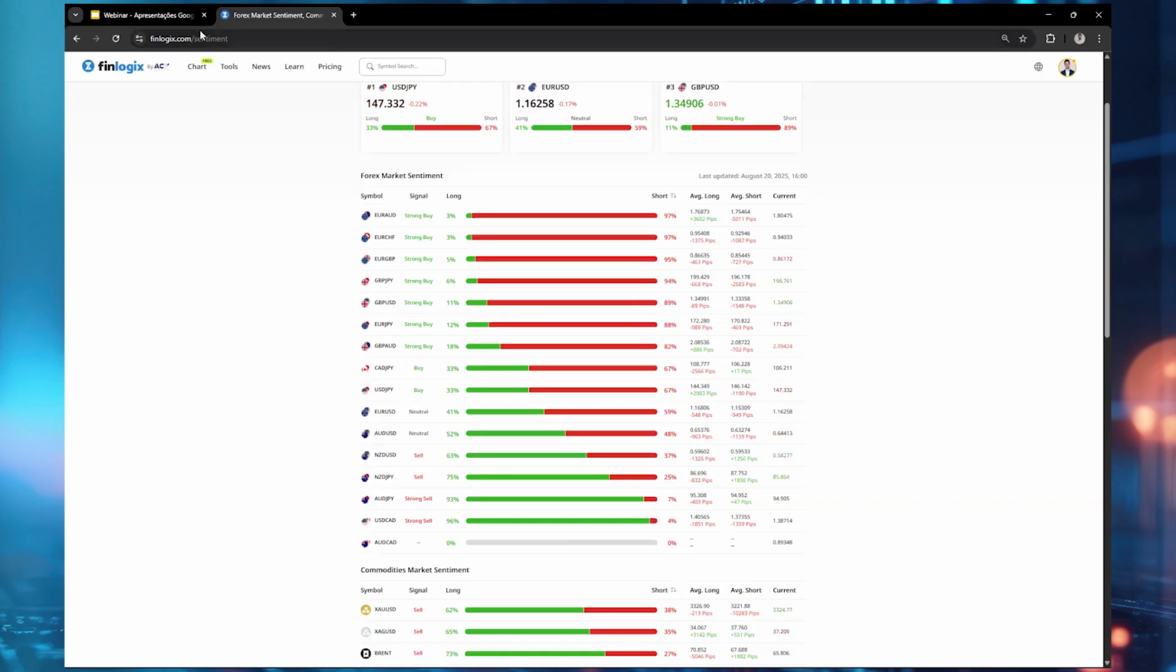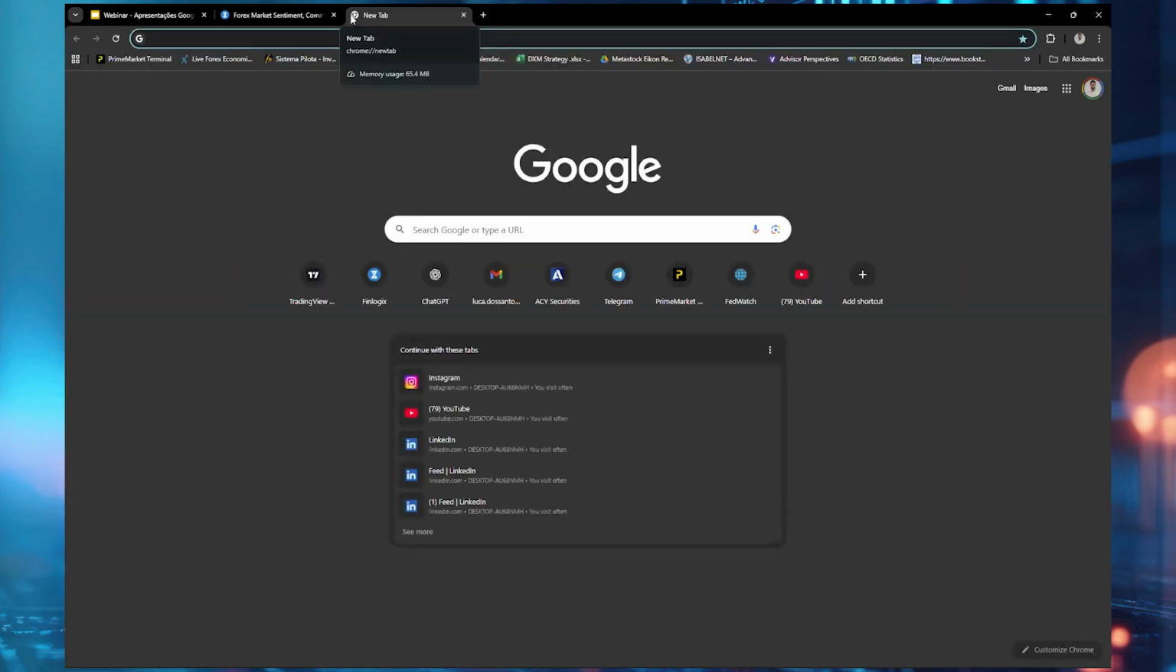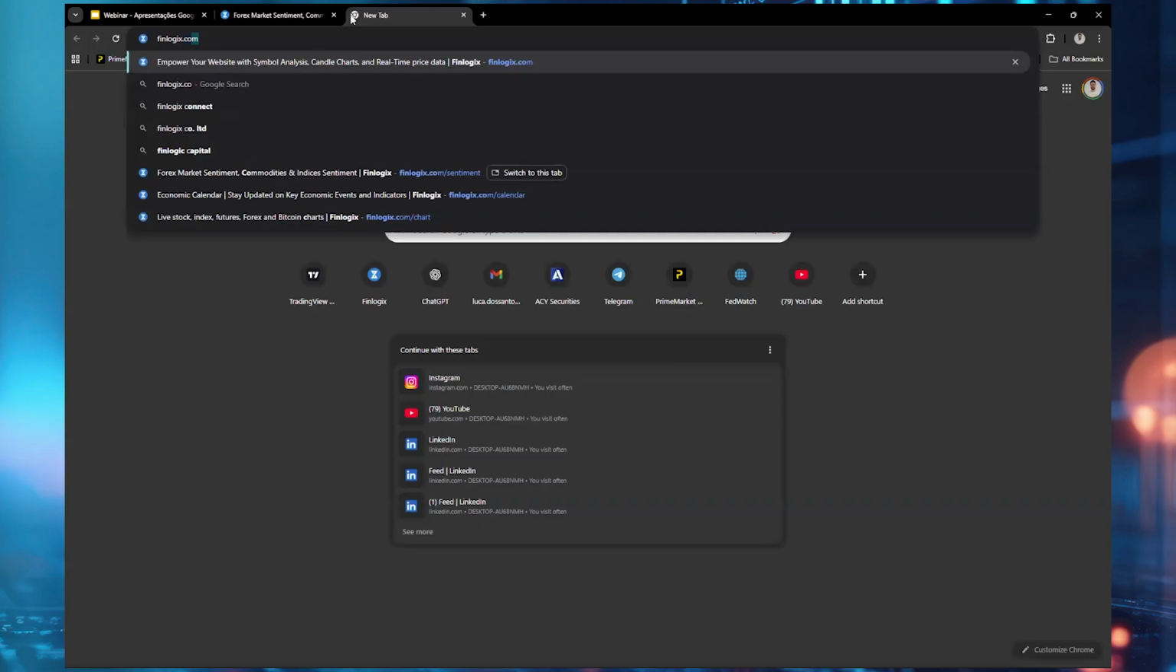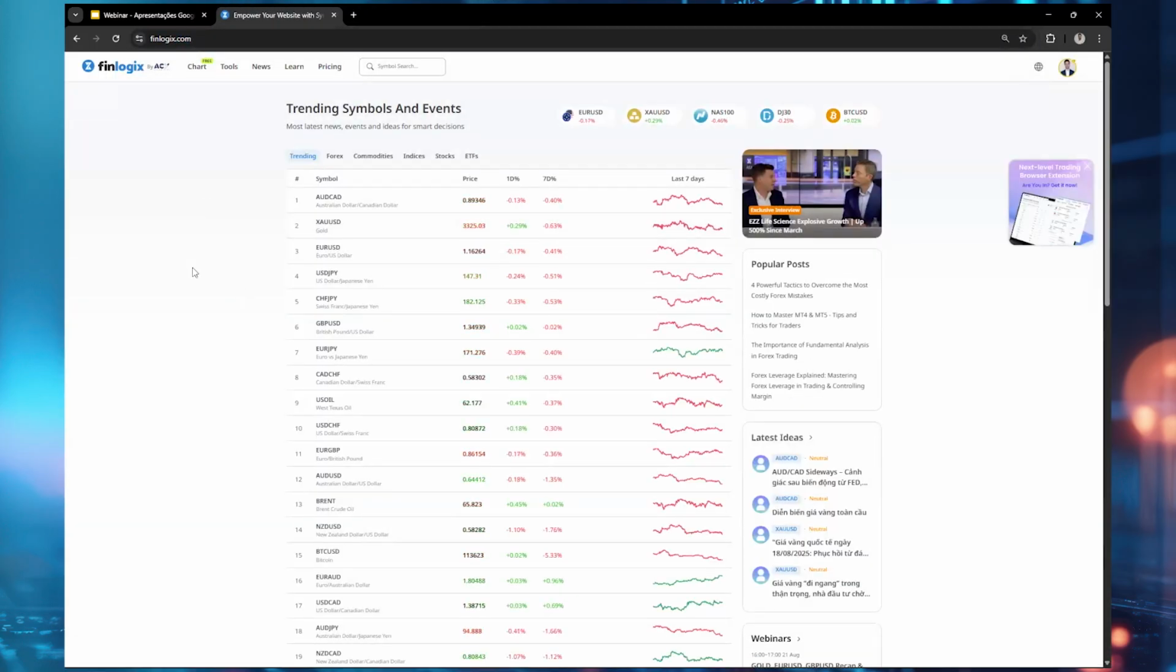You have two ways. The first way is to just click the link I've sent in the chat, and you're going to get directly to this page. Or if you wish to know the whole process on how to get here, you open a new tab on Google and type finlogics.com, click enter, and that's where you're going to land. Don't panic. It's pretty simple. Just come into tools on the top left corner, and you'd see the economic calendar as well. If you trade stocks, you have the earnings calendar, and then the market sentiment. That's what we're going to want.